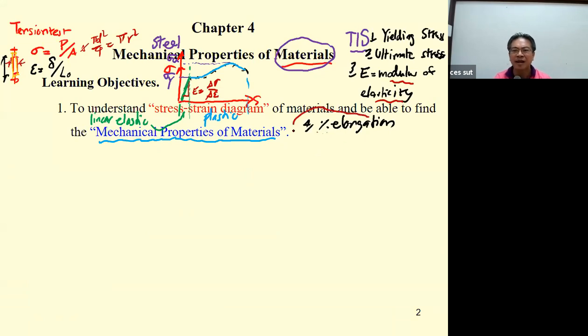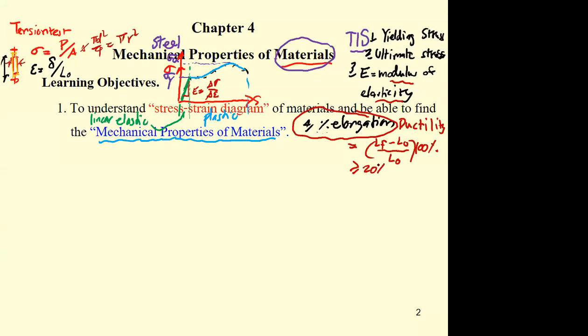What does the percent elongation mean? It means you check the ductility of the material. If the steel has high ductility, it will deform a lot before its failure. The percent elongation is determined from the final length minus the original length, divided by the original length, and then times 100%. Most of the time, steel will have a percent elongation larger than 20%.